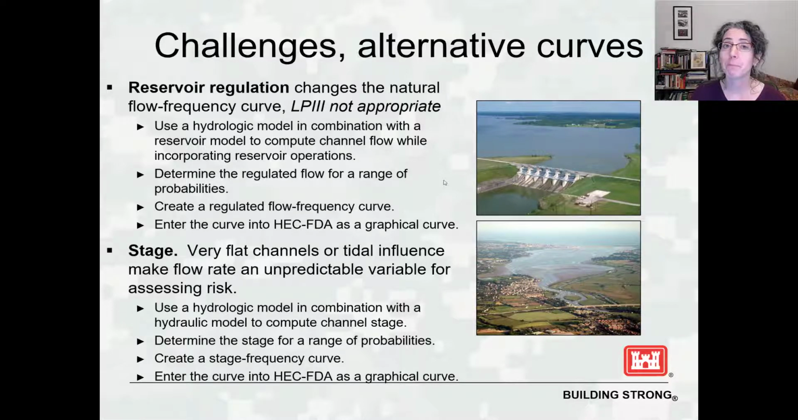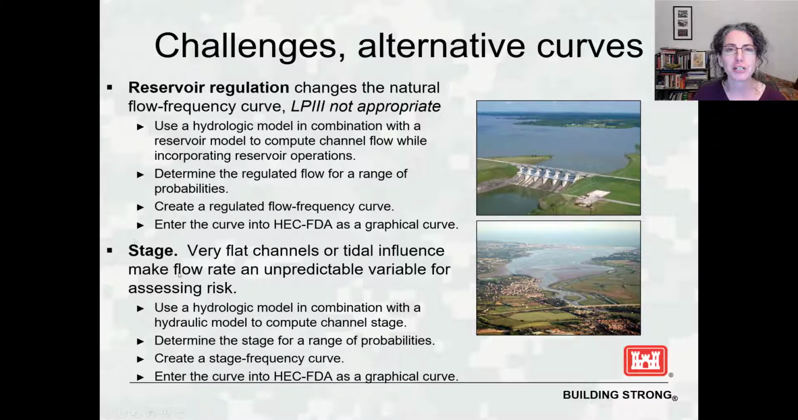Right? If our record does not have a consistent regulation across time, we can maybe back out unregulated flows above the regulation and then route that unregulated record through the same reservoir model to get a record of regulated flows. And again, estimate an empirical frequency curve by ranking and plotting versus plotting positions and drawing a graphical curve. Right? So that would also then be entered into FDA as a graphical curve.